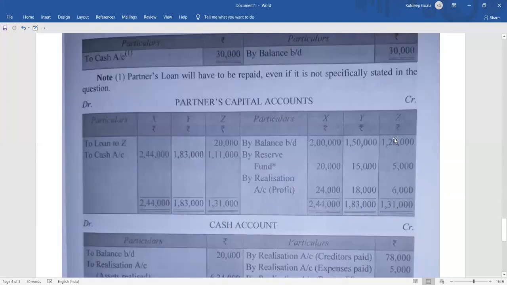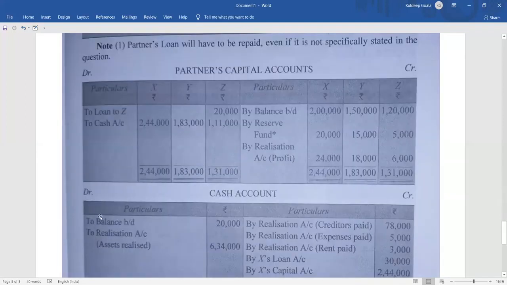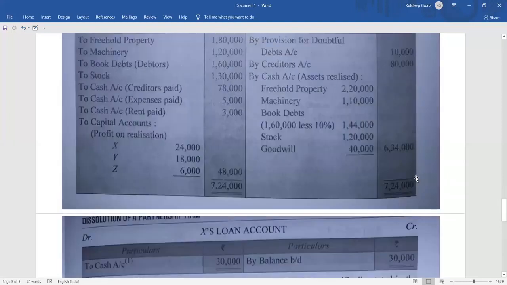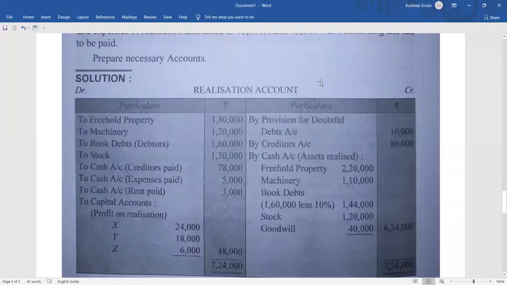So what will you write in the debit side, because it's an asset? Cash account on the debit side, to balance brought down 20,000. Now what you have to do in case of cash is very simple. You find out where you have mentioned the cash account, starting from the realization account, and here also you are going to use the crossing.